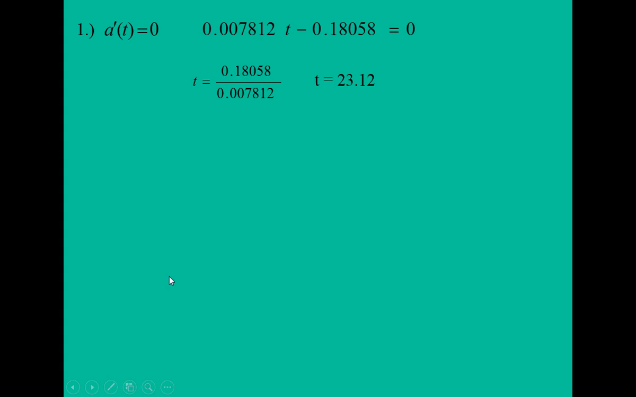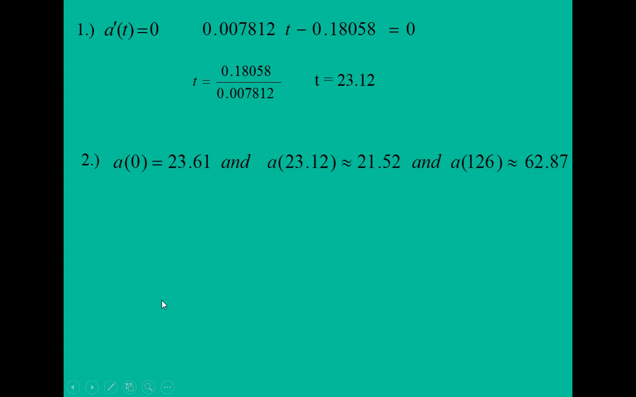Now let's identify our interval. We said our interval was from 0 to 126 seconds. So here we're plugging this critical number and our interval endpoints back into the acceleration function, because we're trying to find the absolute maximum and the absolute minimum value of our acceleration function.